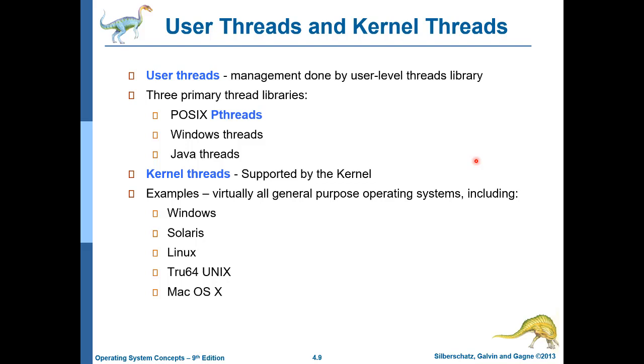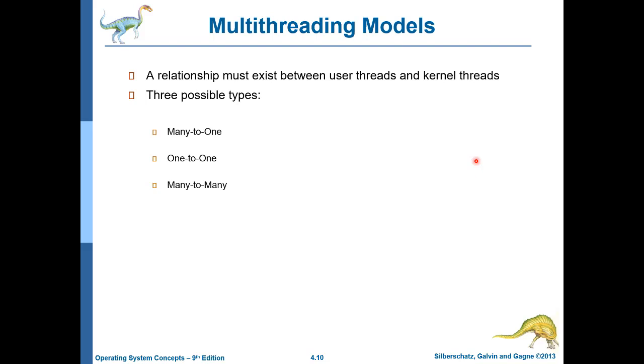Now the user threads, normally they will communicate with the kernel threads, and we are going to study this in the next slides. If there is some user thread interacting with the kernel thread, it needs something from the kernel thread using a system call. So how do they interact? There are three possibilities: many-to-one, one-to-one, and many-to-many. What does that mean? On one side we have kernel threads, on the other side we have user threads.